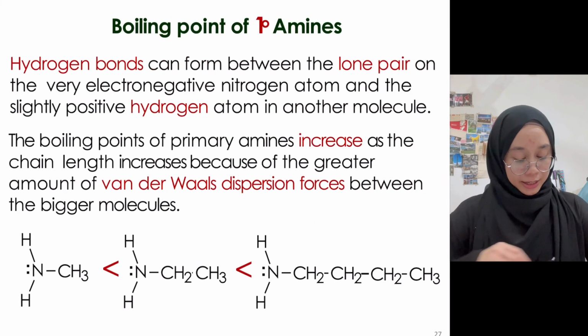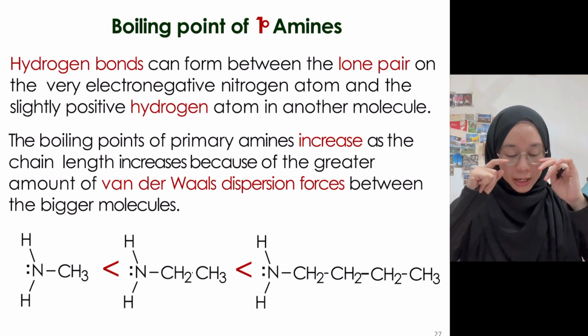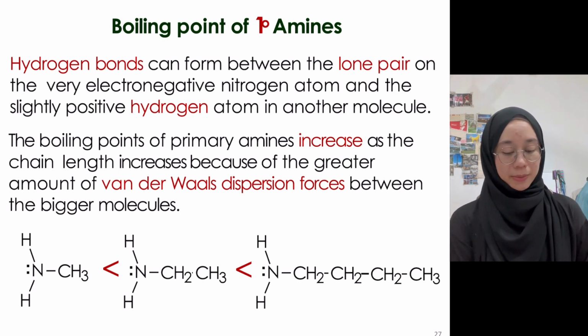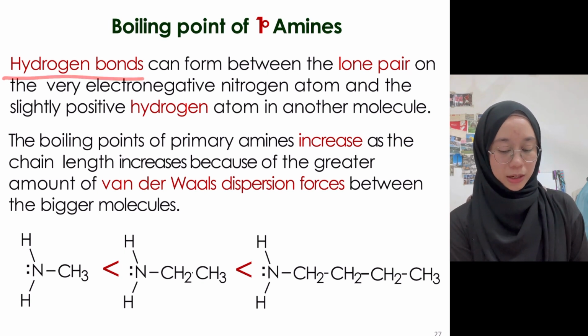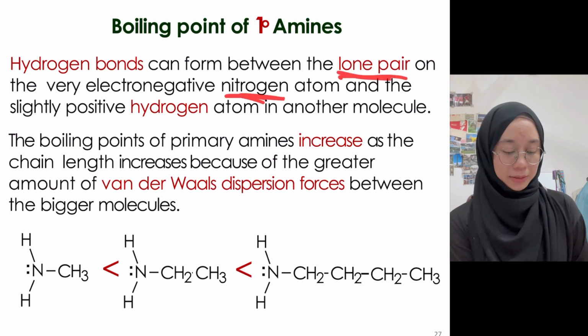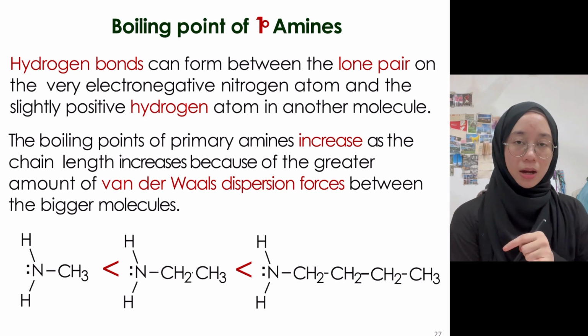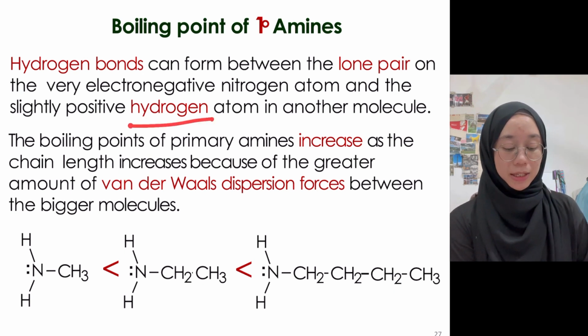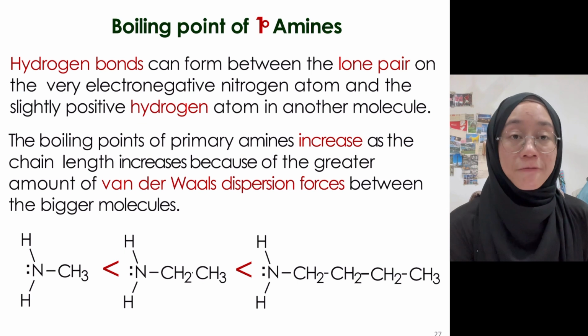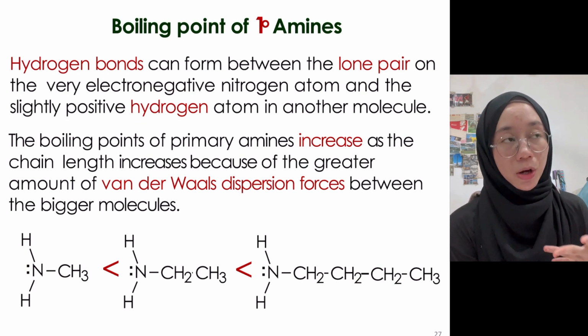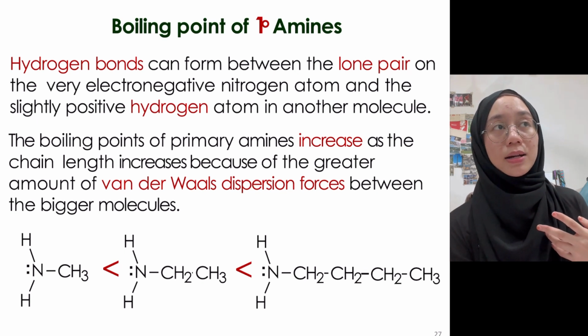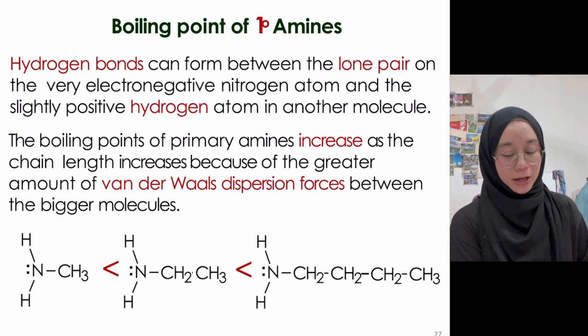Okay, and then ini just nak cakap pasal primary amine. Okay, so primary amine disebabkan dia ada hydrogen bond ni, dia boleh form between the lone pair of the nitrogen atom. Okay, and then with the hydrogen atom of another molecule, tapi dengan syarat hydrogen atom ni sebenarnya dia perlu attach kepada F, O ataupun N. Okay, so that's why bila dia ada hydrogen bond, dia boleh form hydrogen bond, so dia has a higher boiling point then. Okay, so the boiling point of ini pasal hydrogen bond.